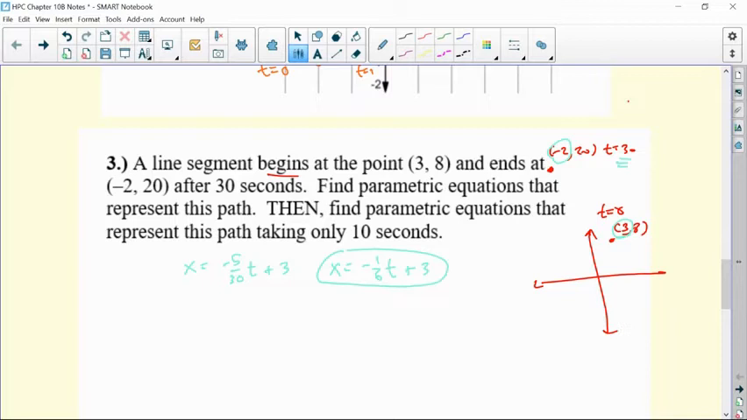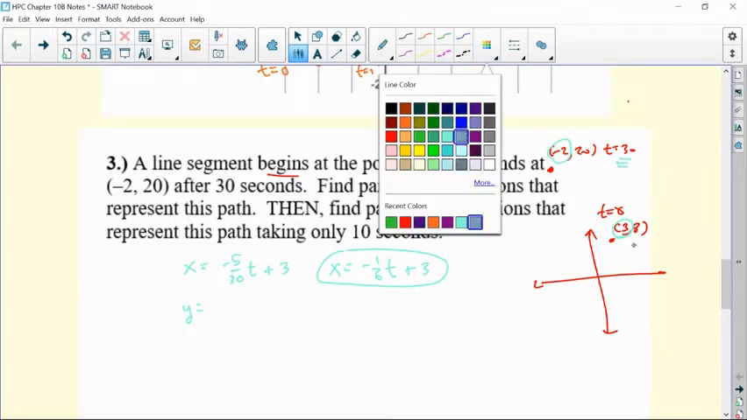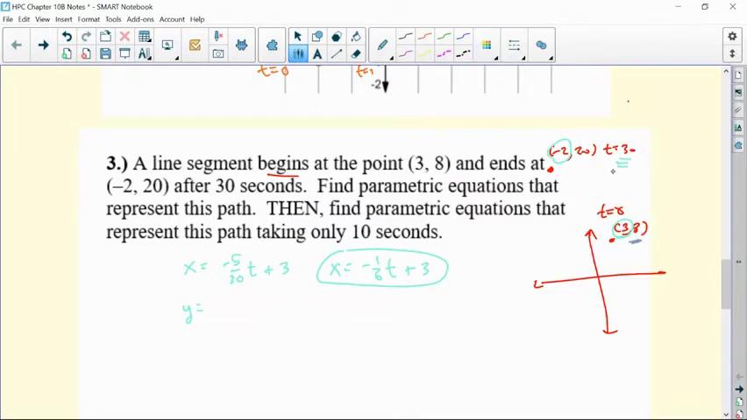Okay, now y will be very similar. Maybe I'll go a different color here, this gray. Y changed from 8 up to 20, so it increased by 12 over the 30-second time. And at time equals 0, its initial point was 8. So 12/30ths, both divisible by 6, is 2/5. So y equals 2/5 t plus 8.